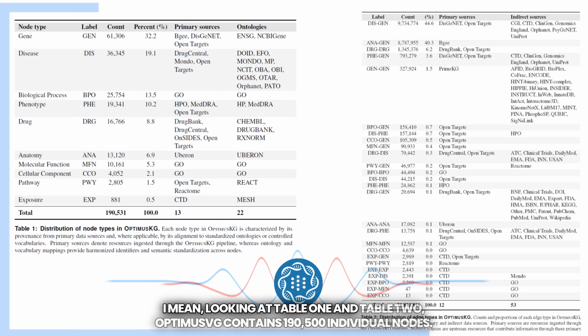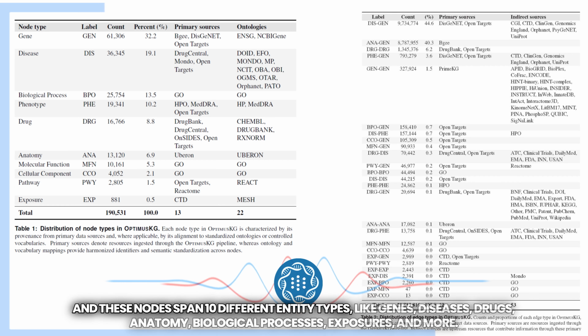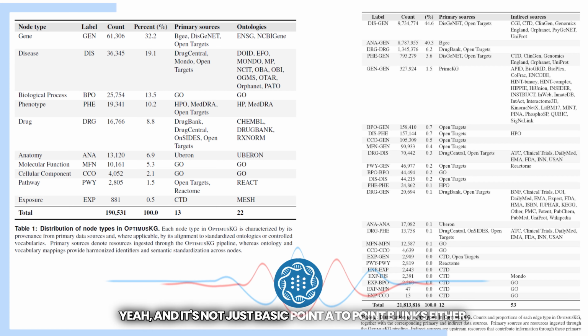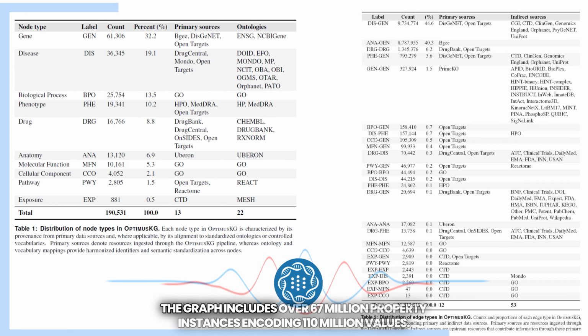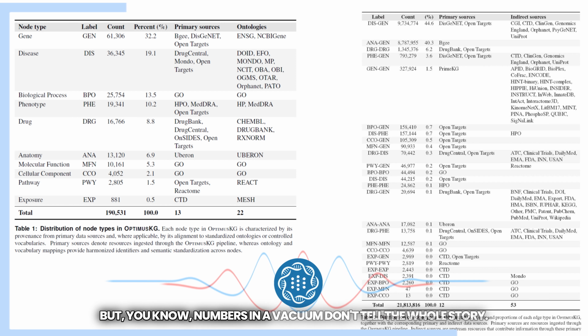I mean, looking at Table 1 and Table 2, OptimusKG contains 190,531 individual nodes. Wow. And these nodes span 10 different entity types, like genes, diseases, drugs, anatomy, biological processes, exposures, and more. It's massive. And connecting those nodes are 21,813,816 edges, spanning 26 different relation types. Yeah. And it's not just basic point A to point B links either. The graph includes over 67 million property instances encoding 110 million values. It is a staggering topography of human biology. It really is. But numbers in a vacuum don't tell the whole story.